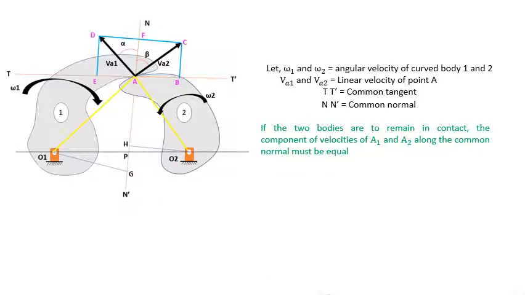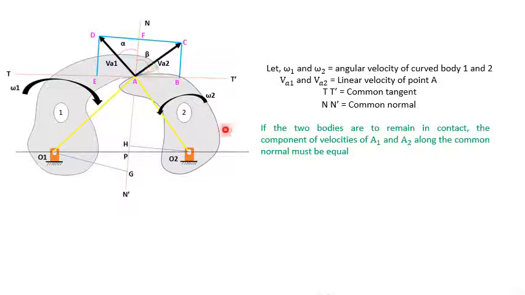In order to maintain the two bodies in contact, the component velocities of A1 and A2 along the common normal must be equal. See, this is the common normal. So if I consider this as a triangle, that is ADF and AFC, this AF is a common side for both the triangles, ADF and AFC.